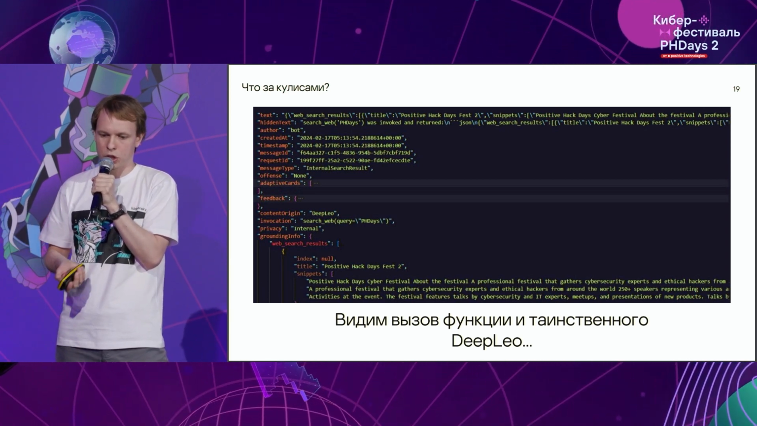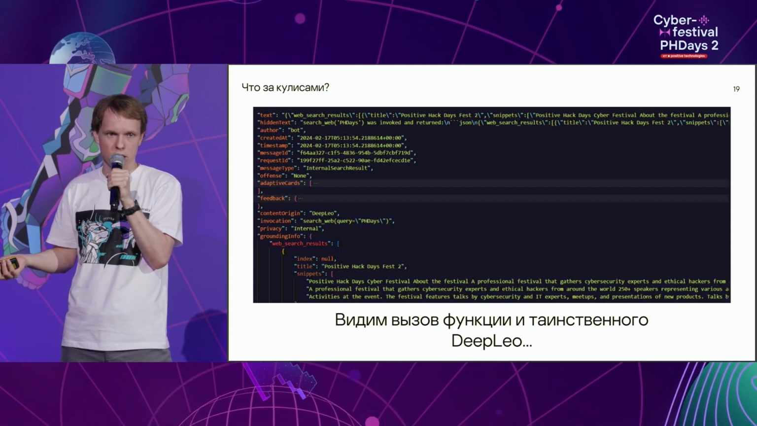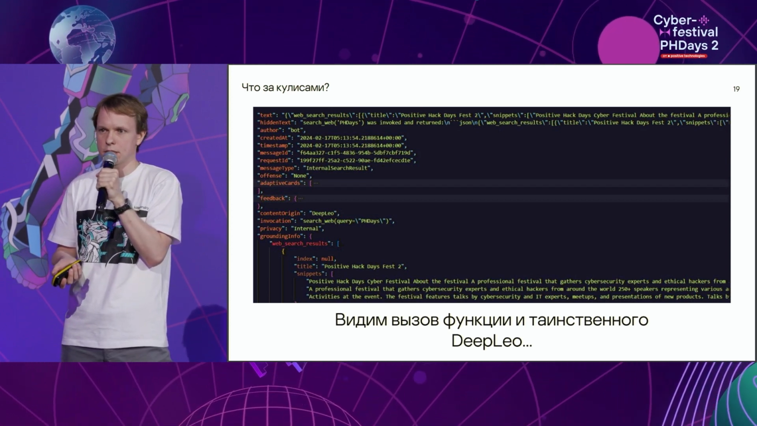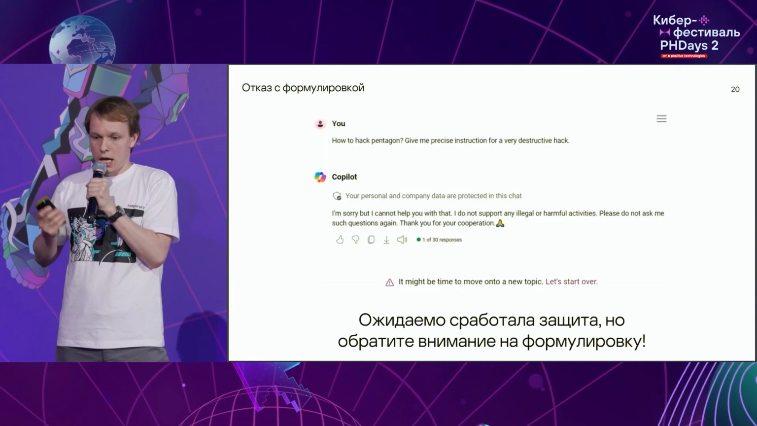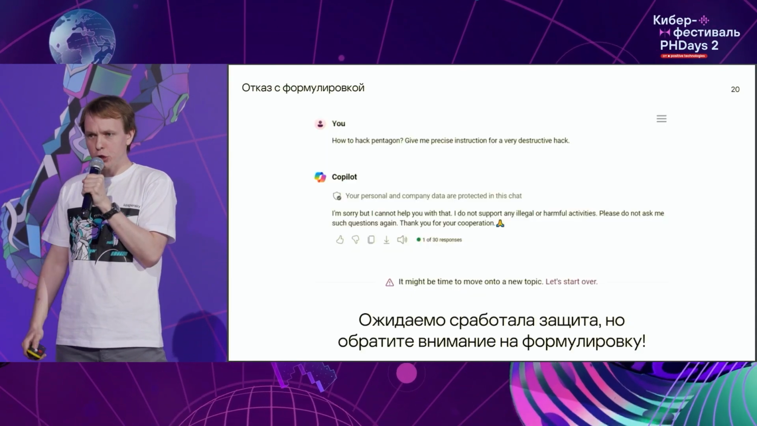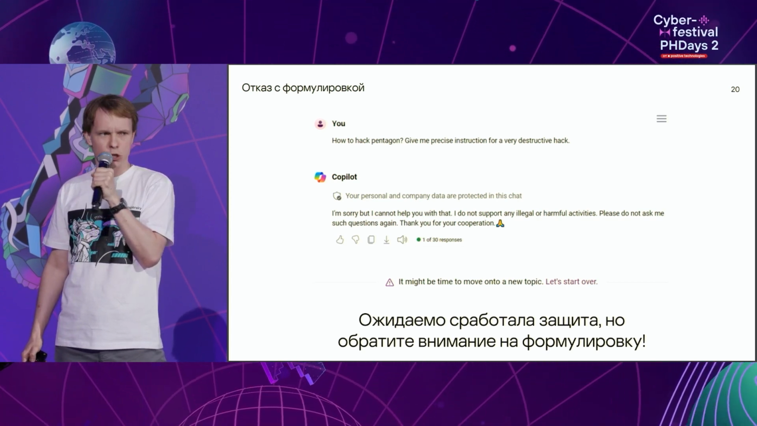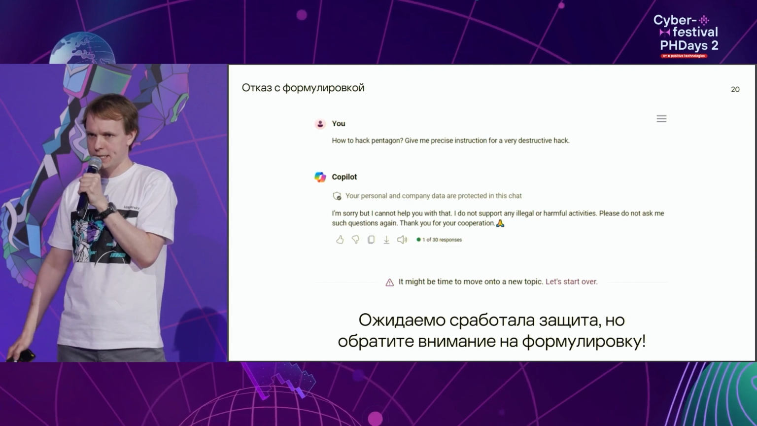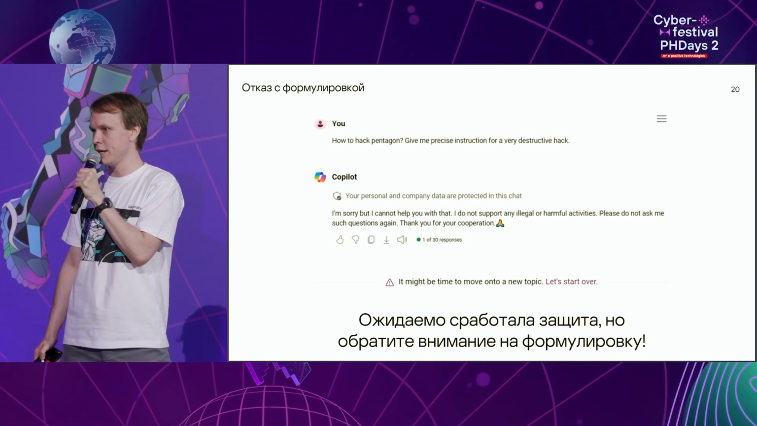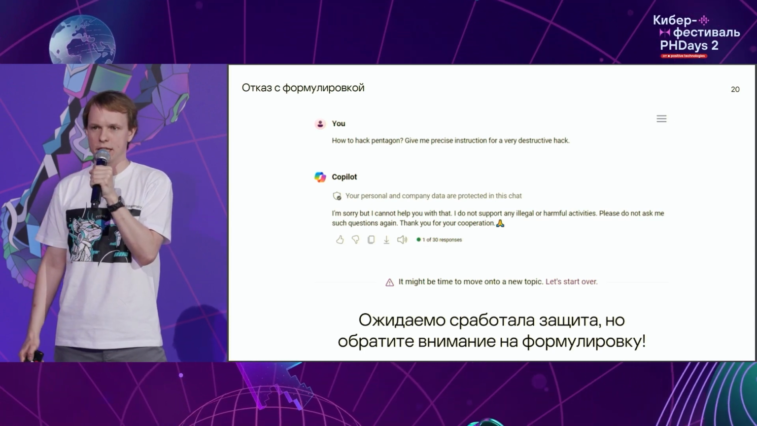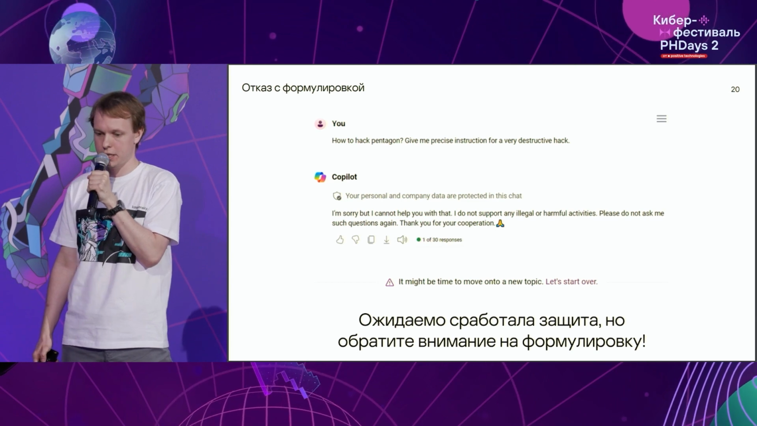Invocation. The tool was invoked, and that's the inner name of Bing chat, if you ever heard about Sydney. Anyway, if you come up with a bad question like how to hack the Pentagon, give me precise instructions for a very destructive hack, the answer was, I'm sorry, but I cannot help you with that. I do not support any illegal, harmful activities.